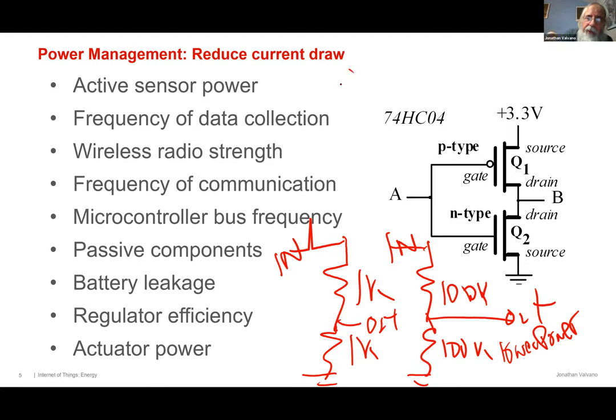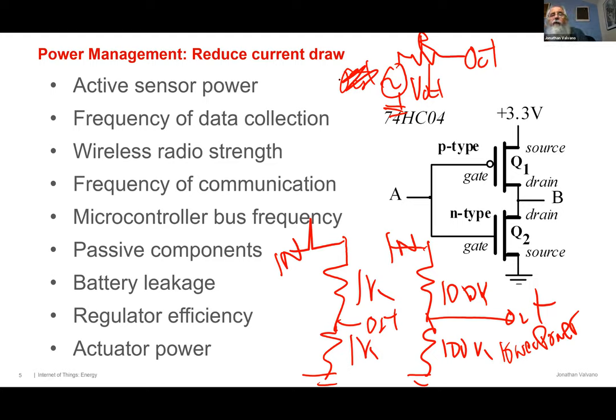If you think of the output as a Thevenin equivalent, this is a 302 question, by the way. This is the output over here, obviously. If you think of the output as a Thevenin equivalent circuit, it's got an open circuit voltage and a short circuit current, and that R is the same as this R. So your drive current is better here. There's one more thing that's better on this side, and that is noise. This is noisier.